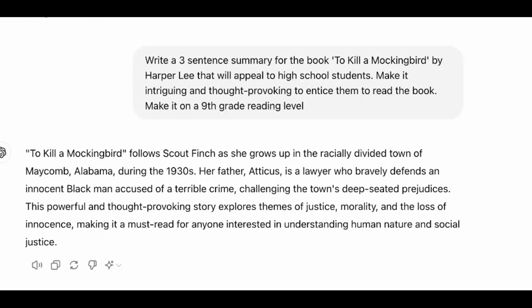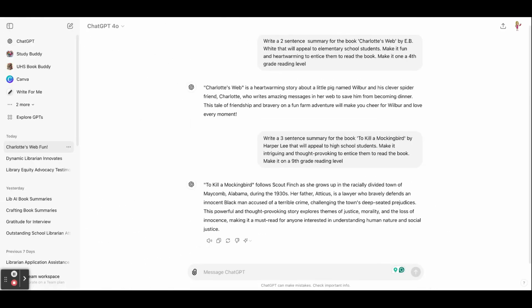I use them all the time to make book talkers that I then put under the book. And I'm telling you, when I used ChatGPT and I made the book talkers and I put them out, the books went out so much quicker than they ever did before. And I asked students, why did you check out this book? And they said, oh, that little summary made me want to read it. Do it. It makes your life so much better.